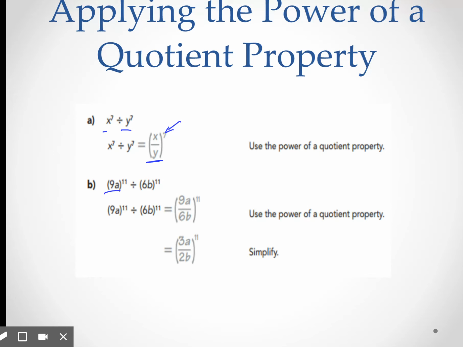Now, when we add a coefficient in front of our variables, we can do an extra step. The exponent is 11 in both, so I'm going to use the power of a quotient property and put the 9a as my numerator here and the 6b as my denominator. Now I can do some simplification. 9/6 can be simplified into 3/2 because both of these numbers are divisible by 3. All they did was simplify a fraction. Again, nothing can be done with this a or this b because we don't know what the value is.